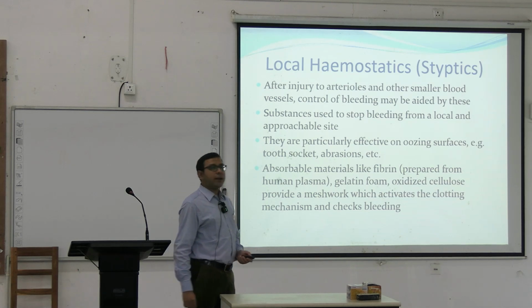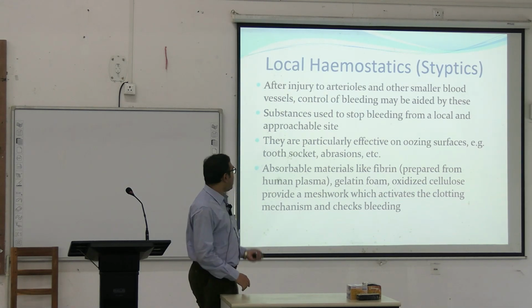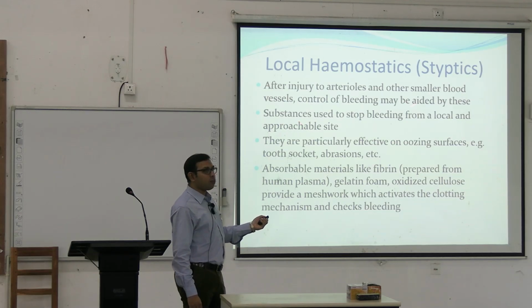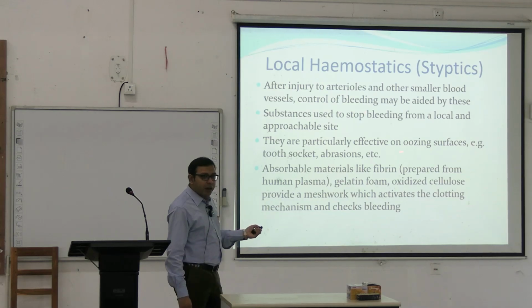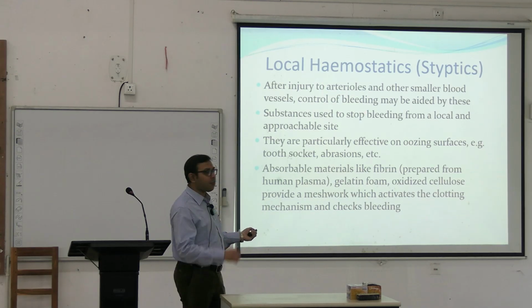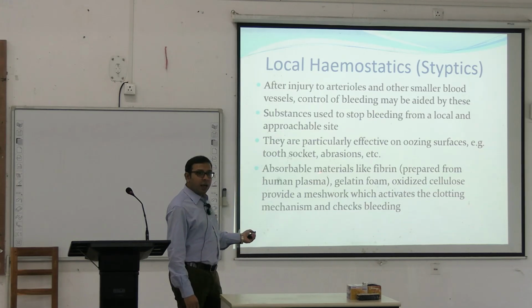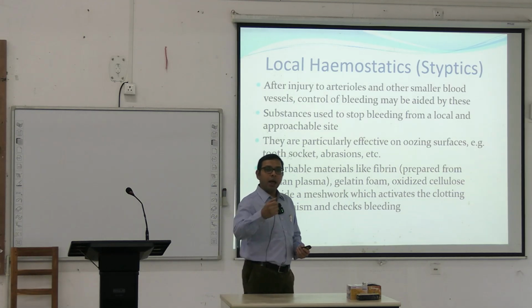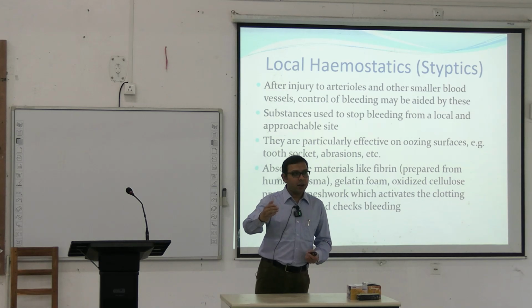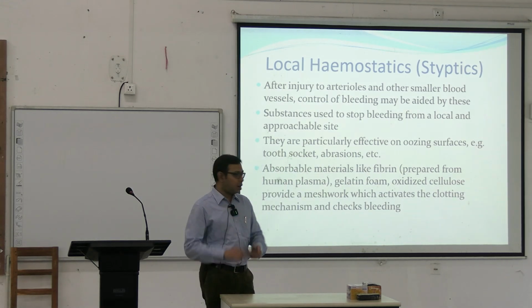Another is local hemostatics, also known as styptics. Styptics are basically mesh work. After injury to arterioles or smaller blood vessels, control of bleeding may be done by this, mainly effective in oozing surfaces like the tooth socket after tooth extraction, or abrasions after some operations inside. So these are usually prepared from absorbable material like fibrin. From human plasma that contains fibrinogen, fibrin is extracted, purified, and mainly formed in a mesh work like pattern.